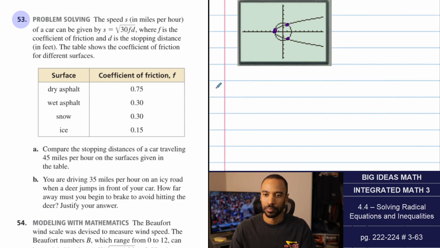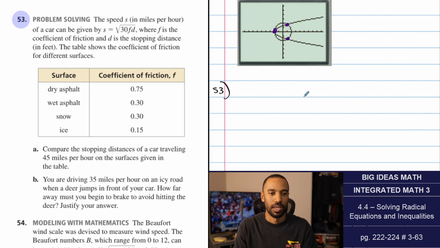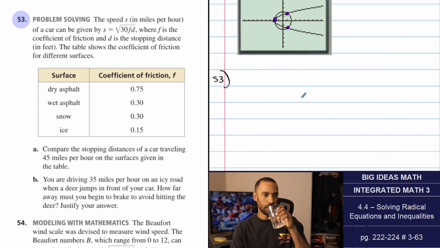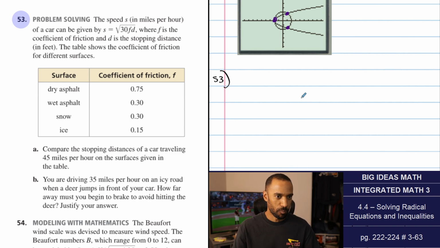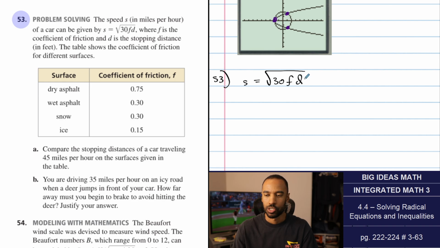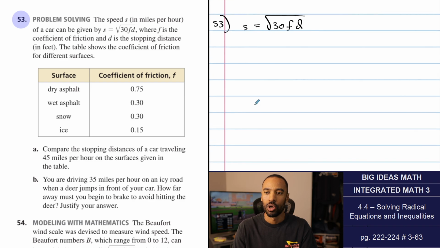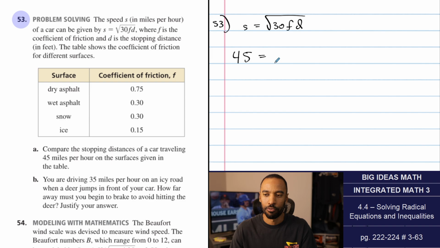Number 53. Problem solving. The speed s in miles per hour of a car can be given by s equals square root of 30 f d, and the table shows the coefficient of friction for different surfaces. So that's f for this. They said compare the stopping distances of a car traveling 45 miles per hour on the surfaces given in the table. So we're going to do 45 for s, and we have the 4 different ones here.